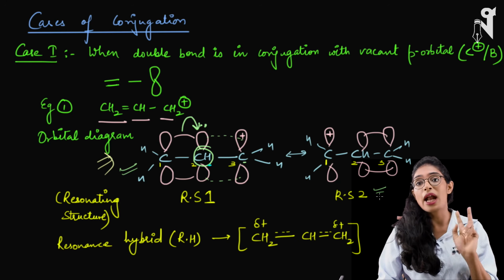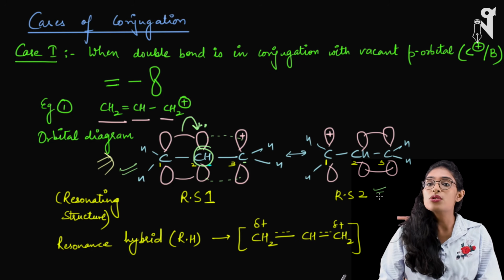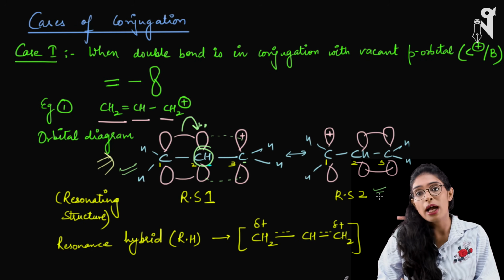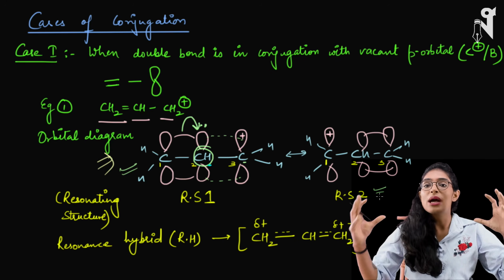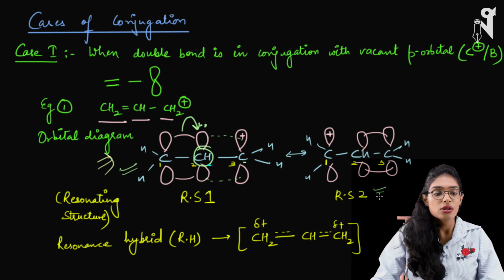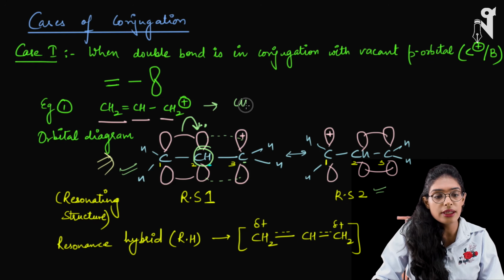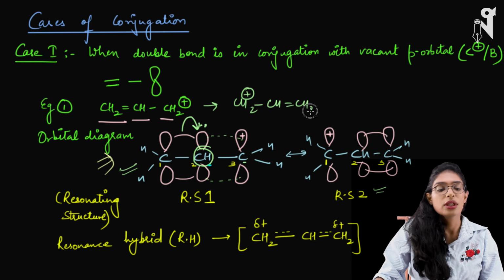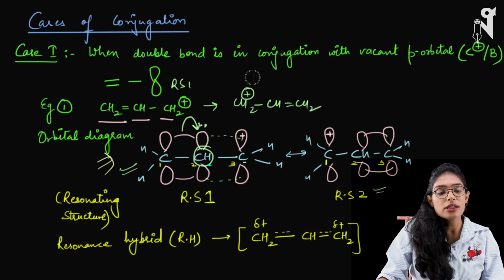None of these structures are actual structures. These are imaginary structures, but we can draw a real hybrid, or resonance hybrid, out of it by mixing both of these structures together. So how will I write this? I can write it as CH2 plus, CH double bond CH2. This is my RS1, this is my RS2.